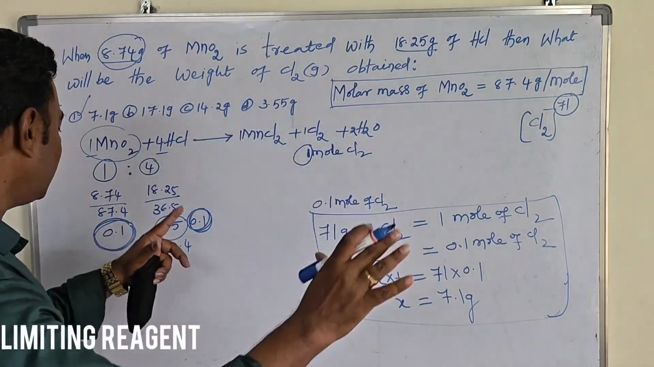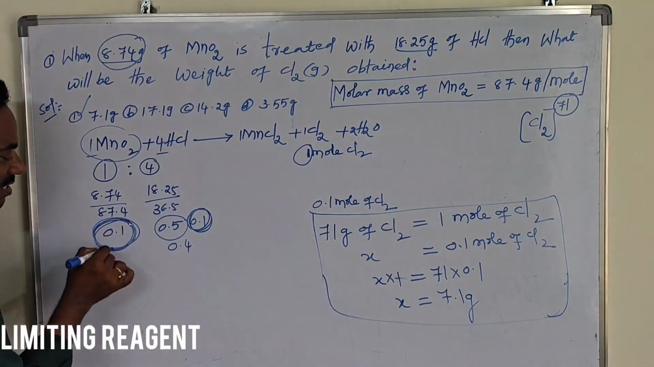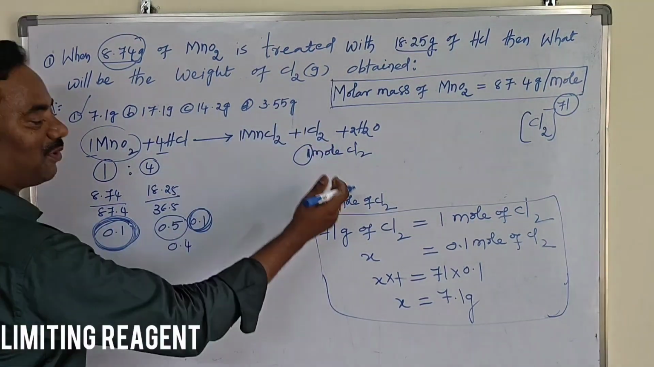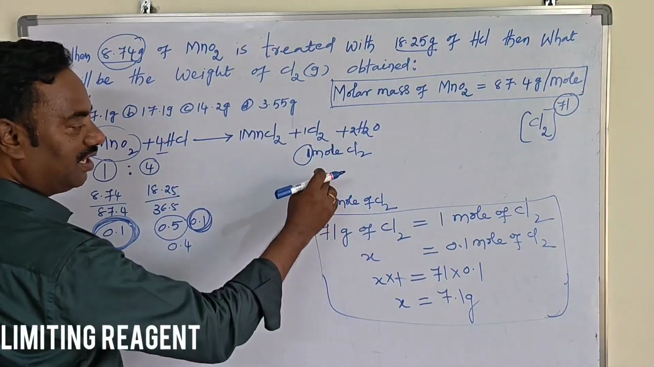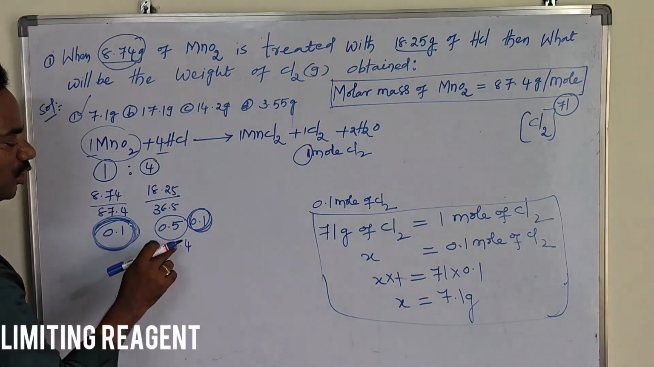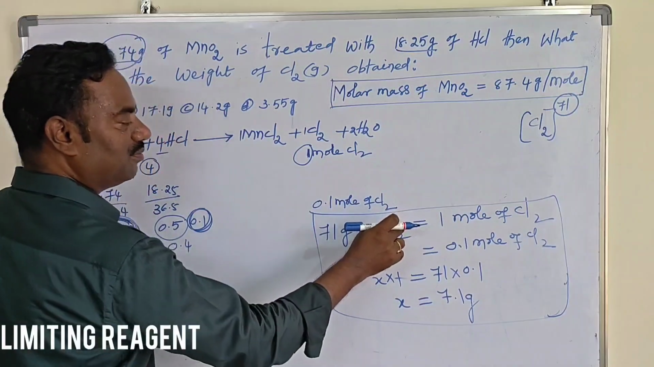Here in this problem, what is the limiting agent? MnO2 is the limiting agent. Why? Because this total amount is consumed. It limits the amount of the product. Here 0.1 mole of MnO2 is reacting with 0.4 moles of HCl. They can produce 0.1 mole of Cl2.